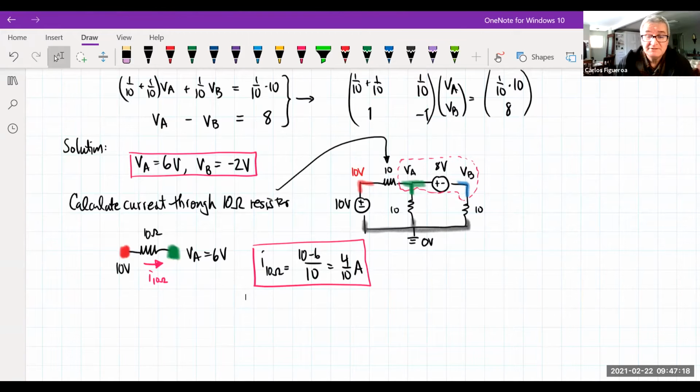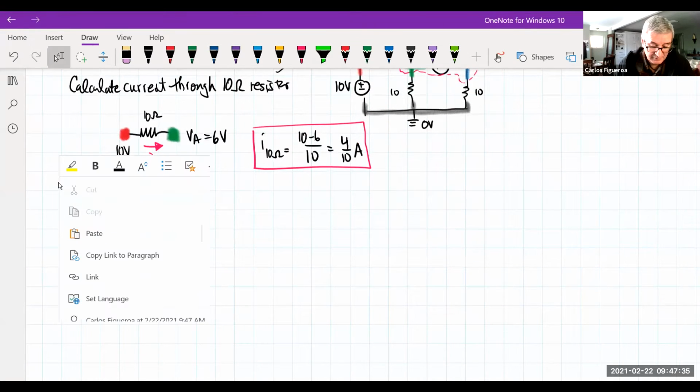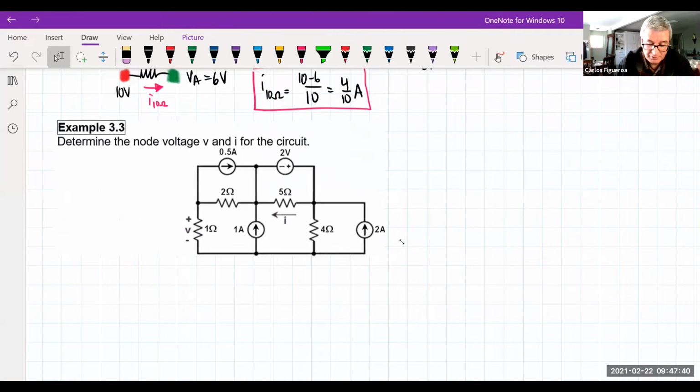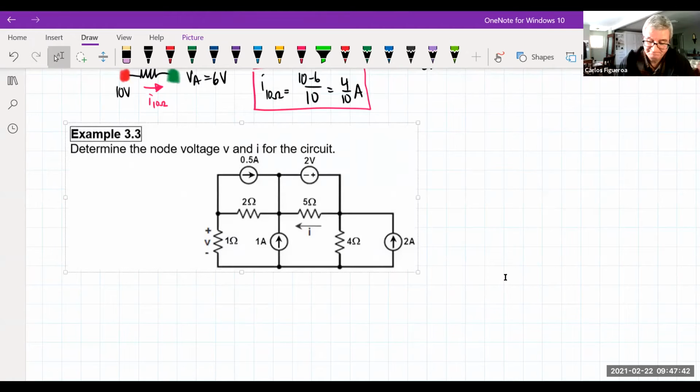So that being said here, let's go do an example. So I want to go get the circuit here. And let's go do this. So this is the example that I want to do using node analysis here. So let's go do this here. The first thing that I want to do is be systematic in how I set this up.